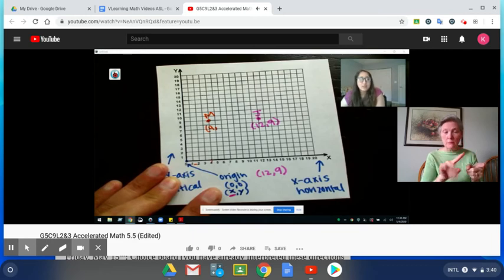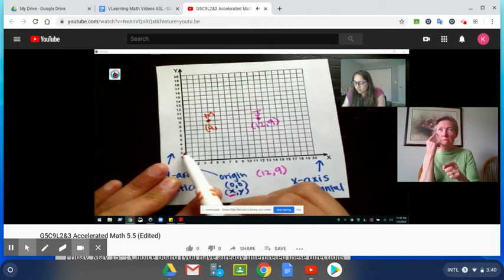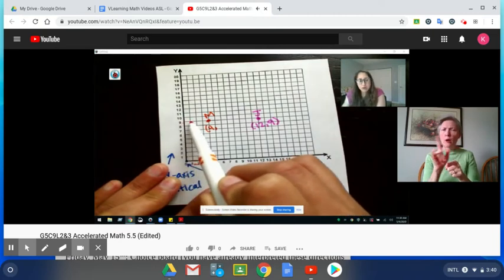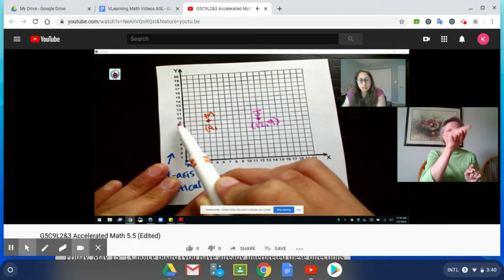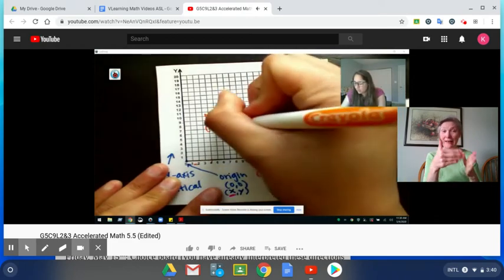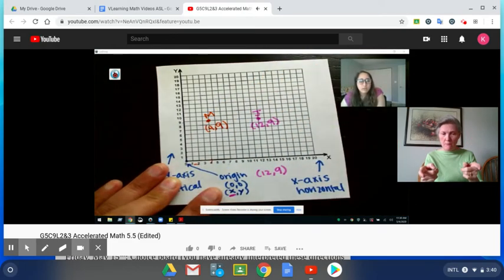Then I'm going to move on to my y coordinate. And I'm going to think, all right, well, up on my y-axis, where does that M cross my y-axis? And it crosses at 9 again. So my y coordinate would be 9. Now my ordered pair for point M is (4, 9).